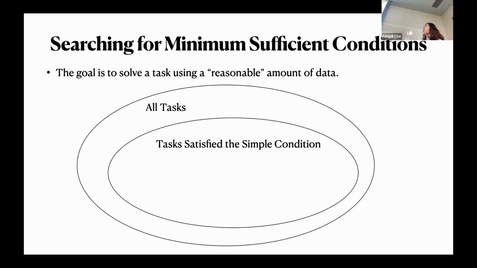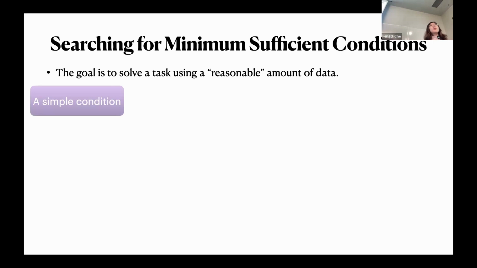And what people usually do is start from a very simple condition. What does a simple condition mean? I'm showing just the sets of tasks. Previously, we have all offline tasks joined by the outer circle. And then we add in a simple condition. Then only some tasks satisfy this simple condition. So we are dealing with a smaller set of tasks. And by giving this simple condition, we hope the task is easier to solve.